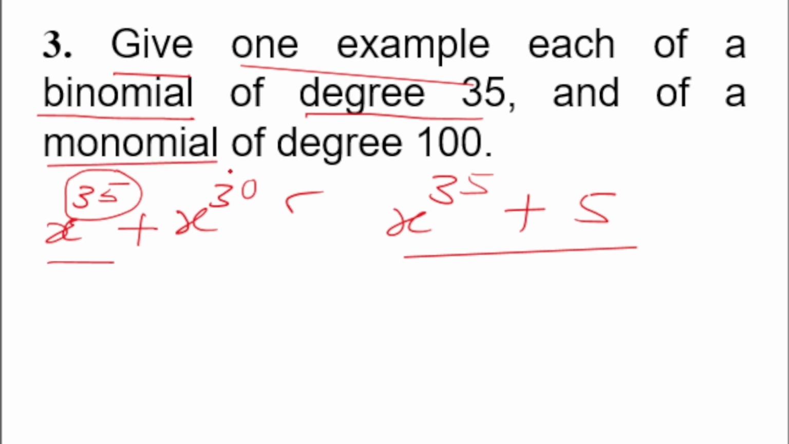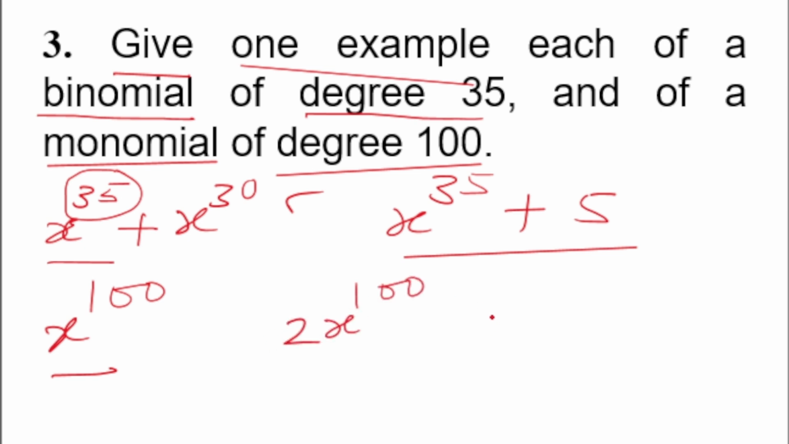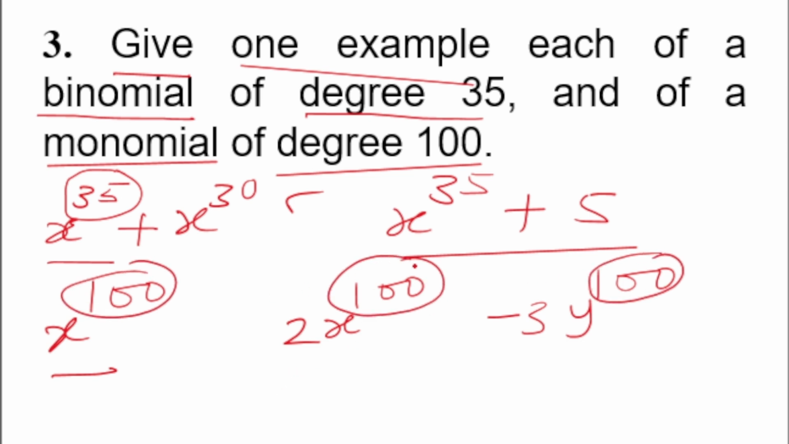And in the second case, they say a monomial. That means an algebraic expression which has only one term, but the degree should be 100. Therefore, it will be x to the power 100, but we can write any constant before that. So this can be x to the power 100 or 2x to the power 100 or minus 3y to the power 100, anything like that. These all are monomials of degree 100, right? So all answers are true.